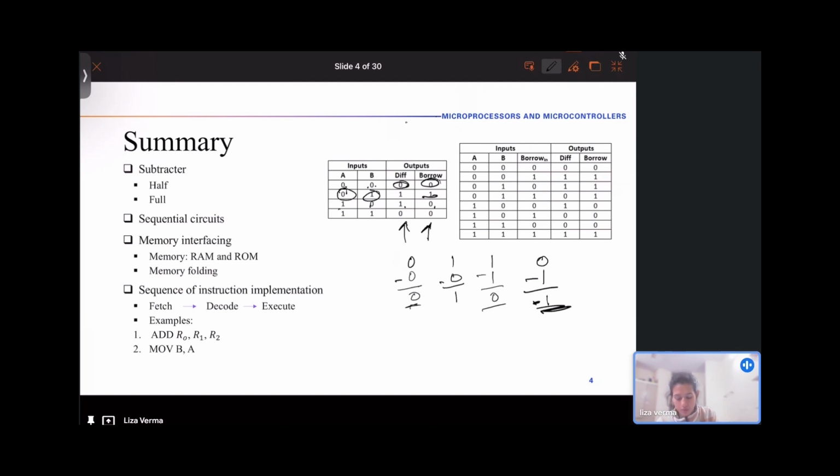Yeah, so what do we do here? We first do this operation, a minus b. Let's say the output is y. Then we take this output of a minus b and subtract it from borrow in. Whatever is the output from this operation will give us the actual output of the subtractor, right?